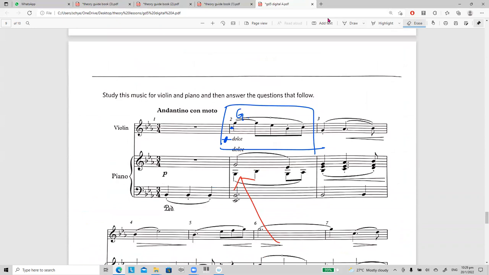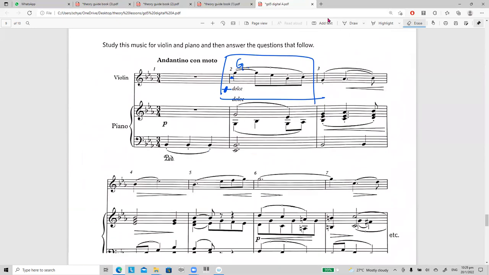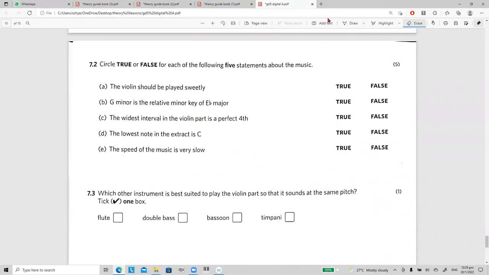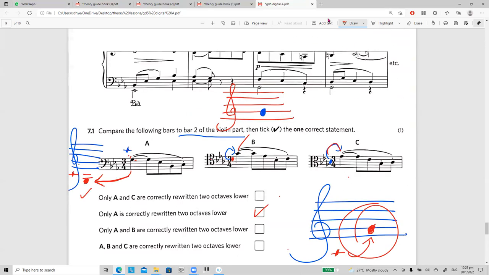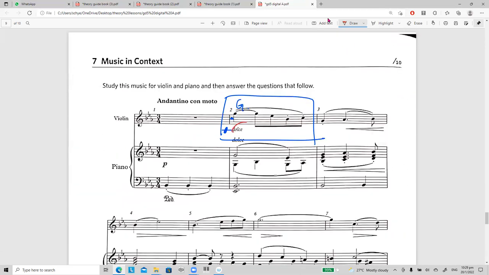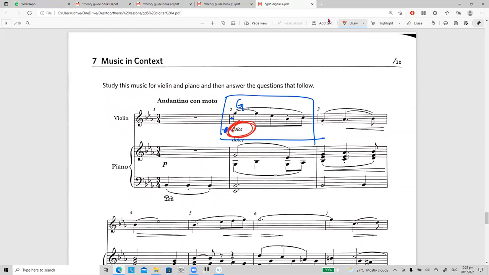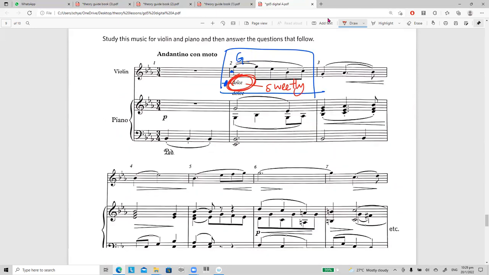Now let's look at the next question. The violin should be played sweetly. So now let's find the statement about the music. Should we play sweetly? Do you see the performance direction for sweetly? Yes. Can you see this dolce? Dolce means sweetly. Okay, dolce means sweetly. So this is correct.